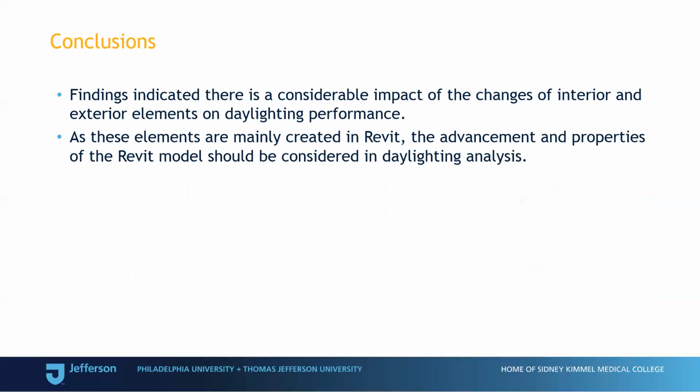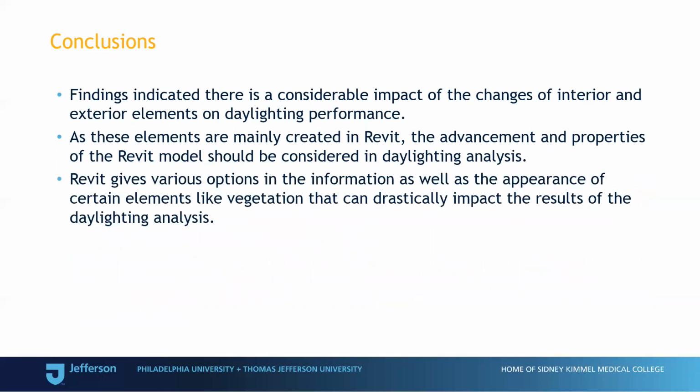As these elements are mainly created in Revit, the advancement and properties of the Revit model should be considered in daylighting analysis. Revit gives various options in the information as well as the appearance of certain elements like vegetation that can drastically impact the results of the daylighting analysis. As an example, Revit allows transparency to be changed in trees. Users need to decide how much transparency should be used for vegetation in the Revit model to mimic the actual case as much as possible and to produce reliable daylighting simulations.